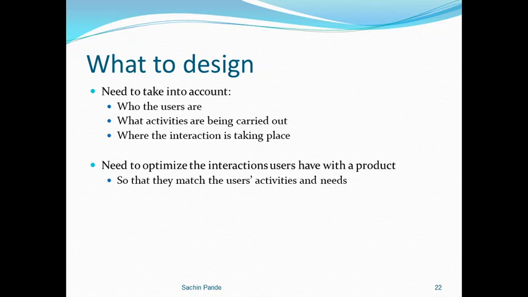So what to design? You need to take into account who the users are, what activities are being carried out, and where the interaction is taking place. Who the users are is really very important. You have to understand all types of users. Most of the time, the designers who are designing the system do not have a clear idea of what kind of users are going to be there. Users vary in background, socio-economic background, and their understanding of things.